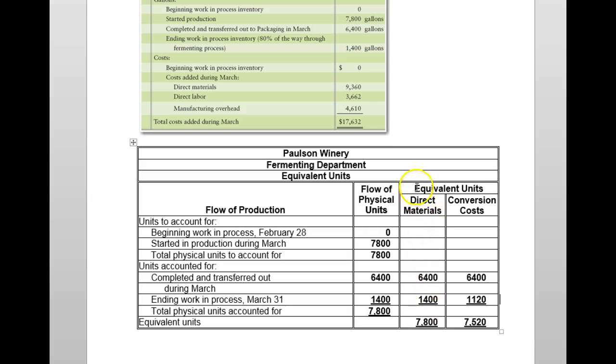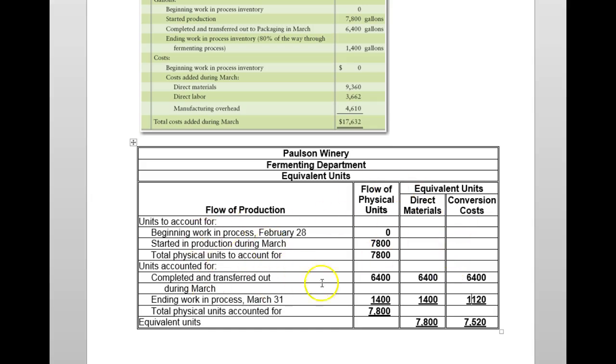Now we have to do what they call equivalent units. An equivalent unit says, okay, material-wise and conversion-cost-wise, I've got to split that up. So material-wise, 7,800 units were completed, theoretically. Conversion costs, though, only 7,520 were completed because we've got this 1,400 still in process. So if I want to calculate my per unit cost, I have to take into consideration those conversion costs. So now that takes care of part one.